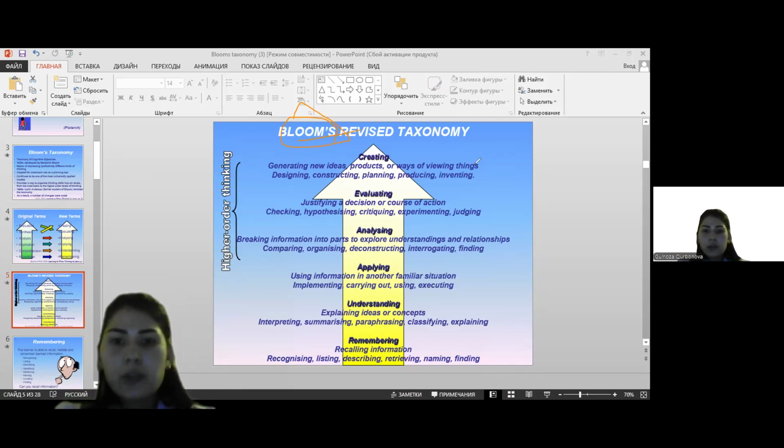Understanding is explaining ideas or concepts, interpreting, summarizing, paraphrasing, classifying, and explaining. Remembering is recalling information, recognizing, listing, describing, retrieving, naming, and finding.